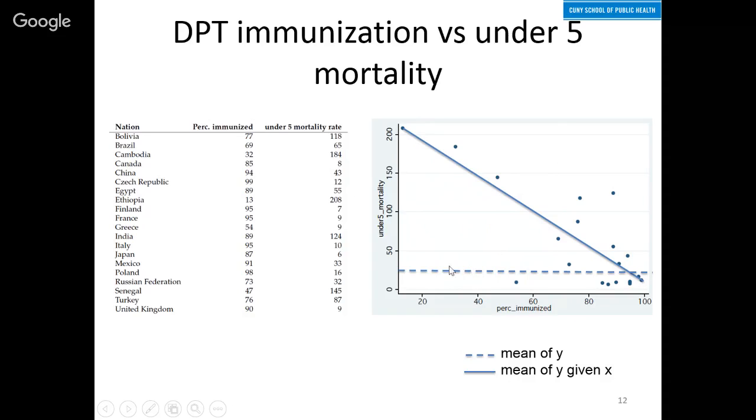At some point, we will talk about this being a null model or an intercept only model, and this being a linear regression model. So this would be if you fit an intercept but no slope, and this line is if you fit an intercept plus a slope to this linear regression.